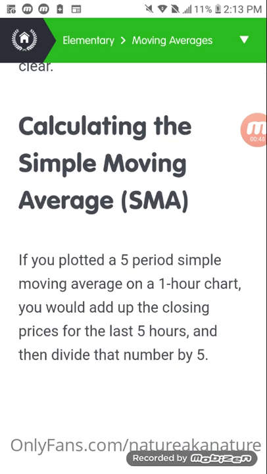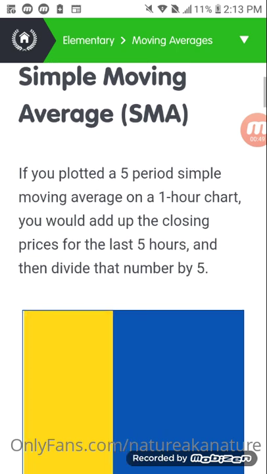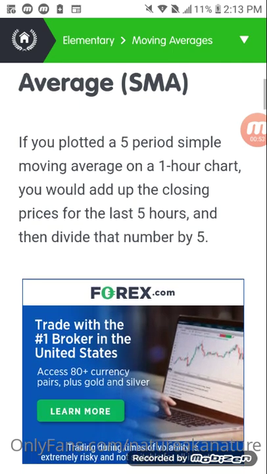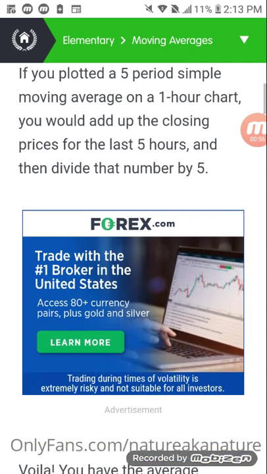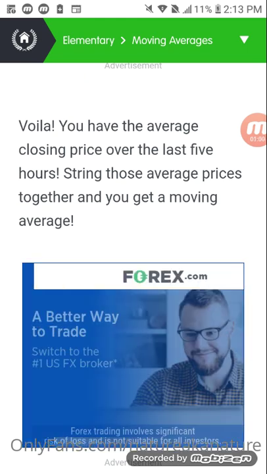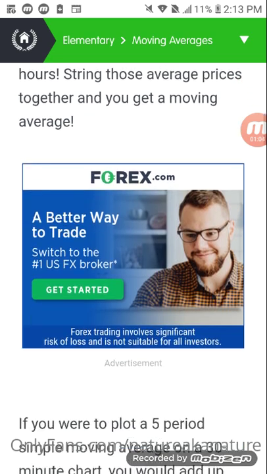Calculating simple moving averages, SMA. If you plot a 5-period simple moving average on a 1-hour chart, you will add up the closing prices for the last 5 hours and divide that number by 5. Voila, you have the average closing price over the last 5 hours. String those average prices together and you get a moving average.